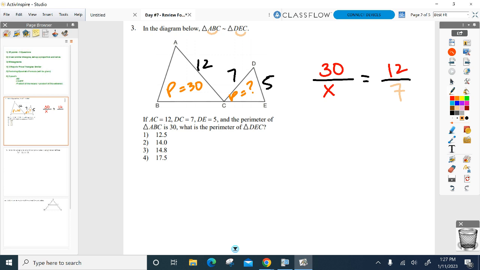Go ahead. You guys can quickly cross multiply it up. 12x equals 210. Yeah, we do get a decimal, right?